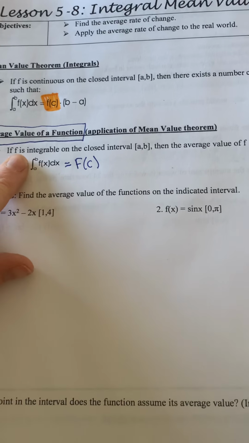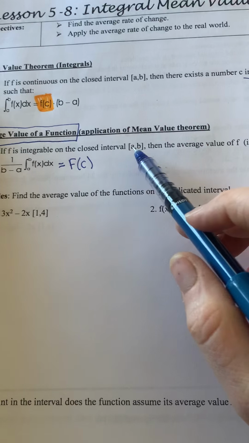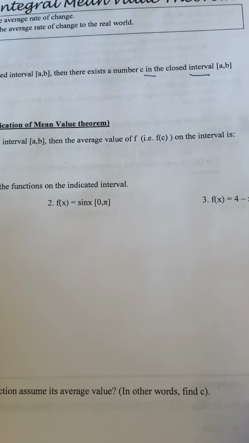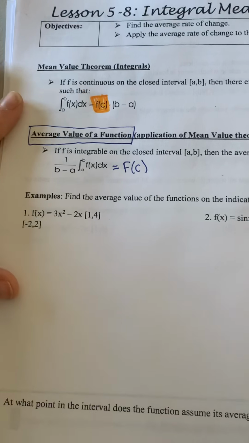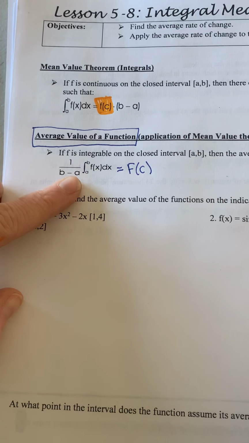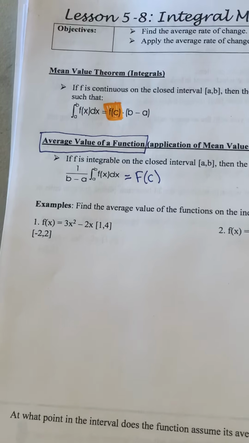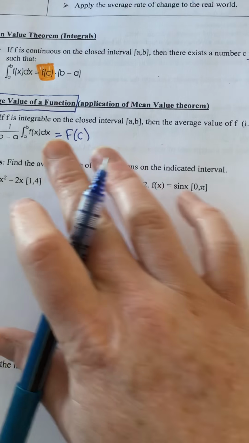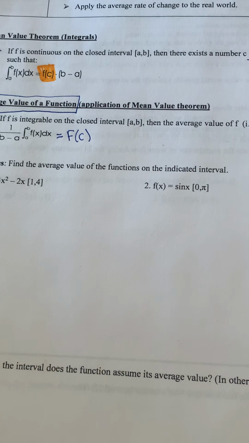Okay, so the average value of a function says if f is integrable on the closed interval from a to b, then the average value of f, i.e. f of c, on the interval is 1 over b minus a times the integral from a to b of f of x dx. Okay, so we're going to use that to find in these examples the average value of the functions on the interval given to us.